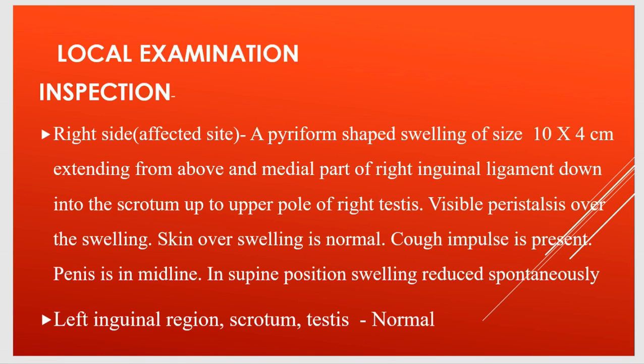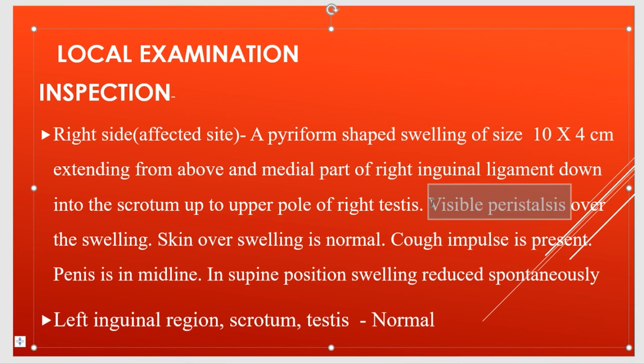Now, just to include, suppose the content is not omentum, it is small bowel, then what will be the change? Rest of the things are almost the same. What is different is there will be visible peristalsis. There will be visible peristalsis, right? Over the swelling, cough impulse is present, and rest of the things are almost the same, right? On inspection.